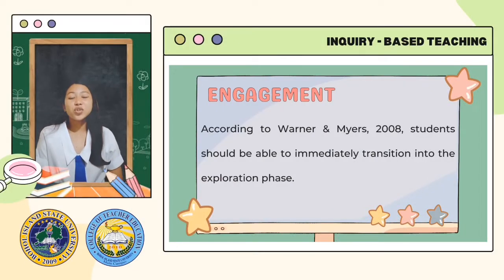According to Warner and Myers 2008, students should be able to immediately transition into the exploration phase. So, this first E, engagement, serves as the captivating point that allows you to capture students' engagement and invites interest.